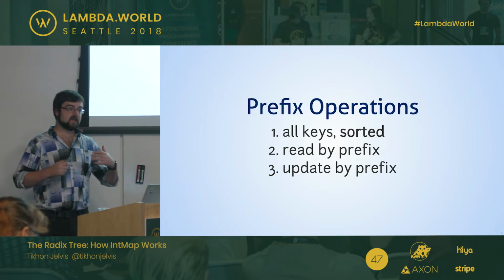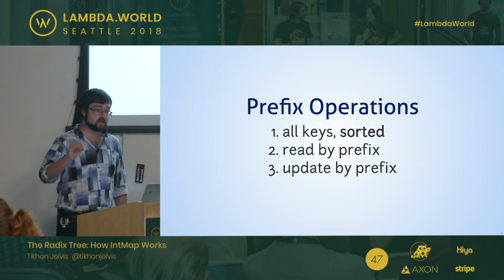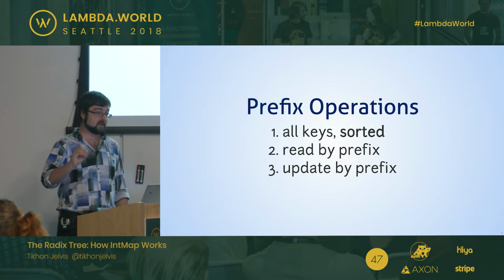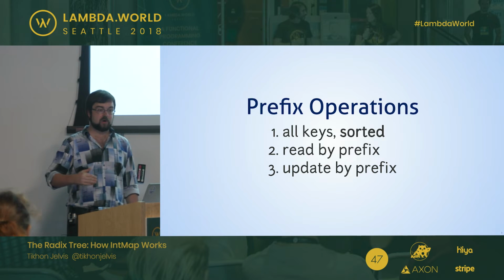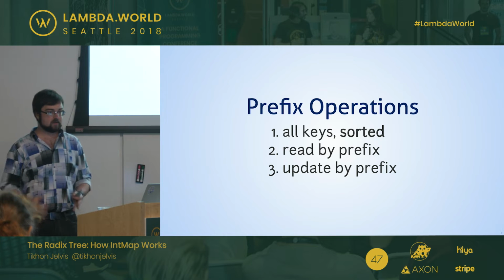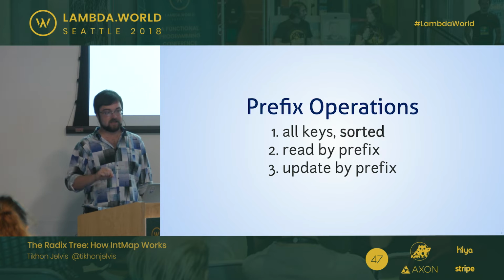Right? So we can relatively easily, in fact very easily, look up every single entry in a Radix tree where the key has a given prefix. And then we can also do operations on a big Radix tree, applying a function, for example, to every single entry that has a key with a prefix.